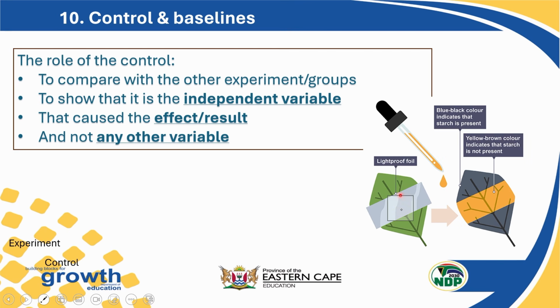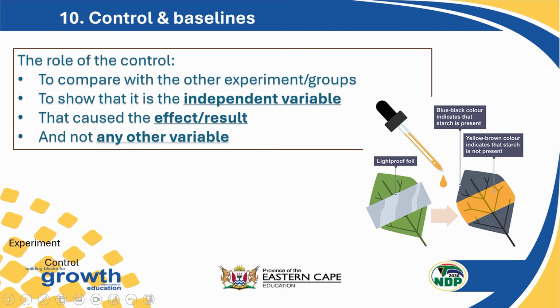The control, however, that had no light, produced no starch. Therefore, no photosynthesis took place. And therefore, it proves my point that light is required for photosynthesis. So the control is proving that point to me, that it is the light, the independent variable, that is causing the results, or the production of starch in this case.